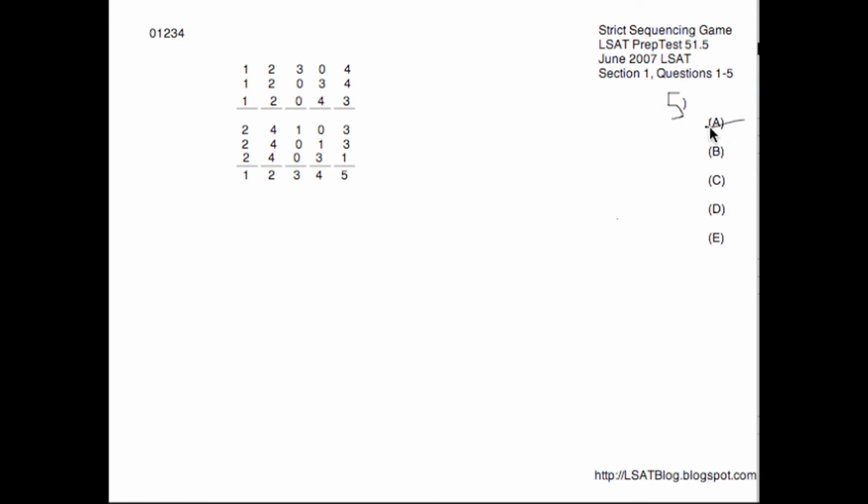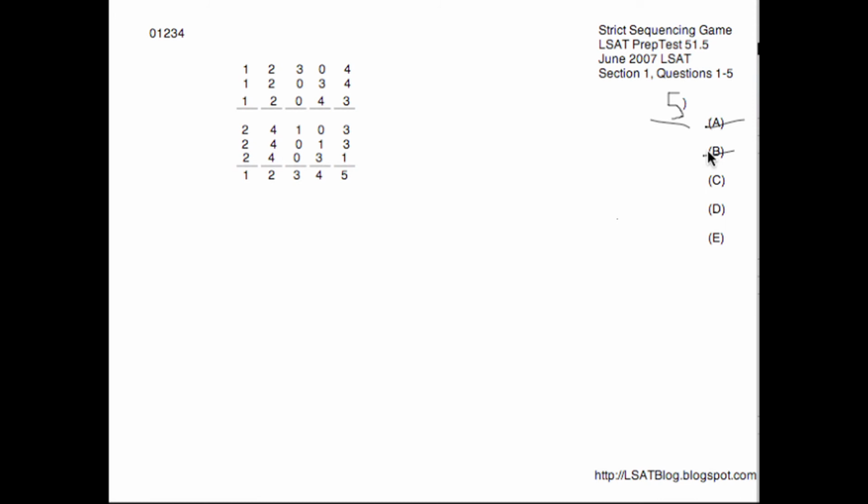Looking at B, exactly 1 digit between 1 and 2. Definitely not. In the top 3 possibilities, there are 0 digits between 1 and 2. And in the 5th and 6th possibilities, there's more than 1 variable between them. In the 5th possibility, there are 2 variables between them. And in the 6th possibility, there are 3 variables between them. So B is gone. Next, looking at C, at most 2 digits between 1 and 3.